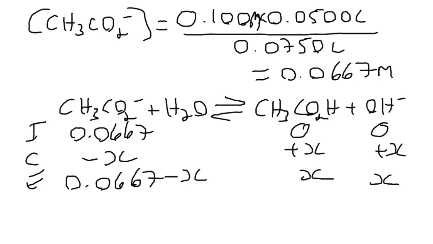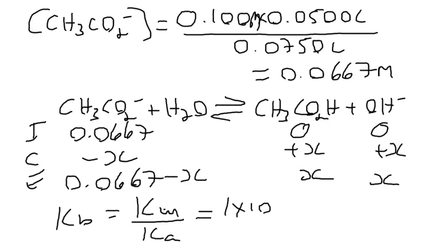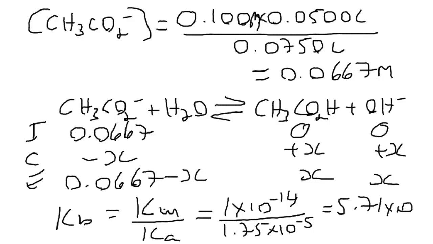Okay. Now to solve this equation, we need to know the Kb. We don't know the Kb, but we do know the Ka for its conjugate acid. Remember, conjugates differ by just one proton. So for conjugate acid-base pairs, you can use this equation: Ka times Kb equals Kw, which is 1 times 10 to the minus 14. The Ka for acetic acid is 1.7 times 10 to the minus 5. So that gives us the Kb for acetate, which is 5.71 times 10 to the minus 10.